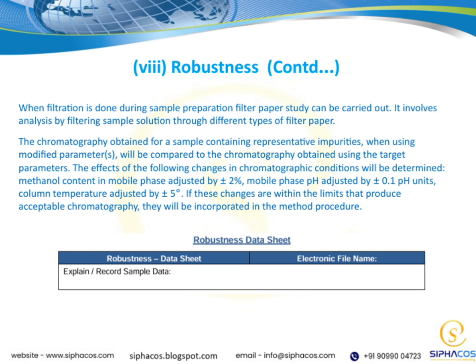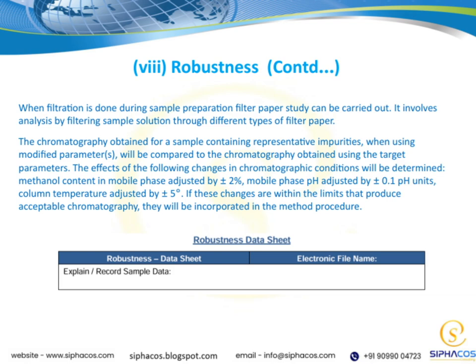Moving on to chromatography, when we analyze a sample that contains some impurities, we often modify certain parameters to see how the results change. The idea is to compare the chromatography results obtained under these modified conditions with those from the original target parameters. Specifically, we look at changes like adjusting the methanol content in the mobile phase by plus or minus 2%, shifting the mobile phase pH by plus or minus 0.1 pH units, and increasing or decreasing the column temperature by about 5 degrees Celsius.